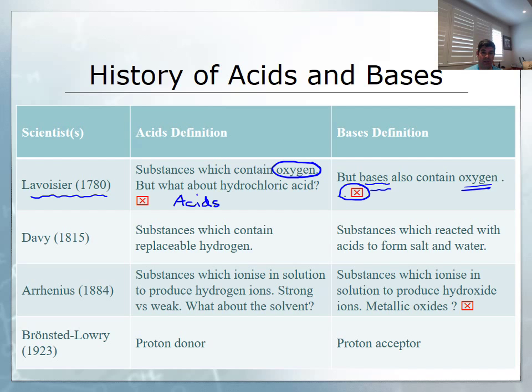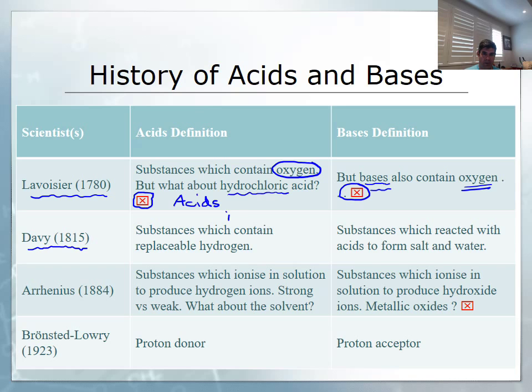And also something like hydrochloric acid, or muriatic acid as it was called back then, contains hydrogen and chlorine and no oxygen, and it certainly behaves like an acid. So unfortunately, Lavoisier's theory was to be replaced, and not that long afterwards, by Davy's idea about acids. Now, Davy's ideas are very much about displacement.